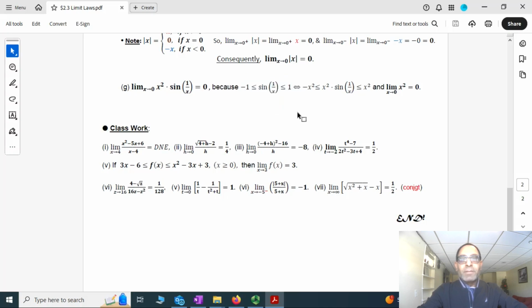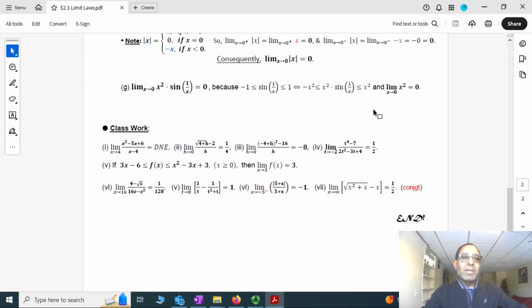And then multiply both sides by x squared. No matter what x is, x squared is always positive, so this inequality still holds true. So minus x squared is less than or equal to x squared times sine of 1 over x, which is less than or equal to x squared. And we know y equals x squared is a parabola opening upwards, and it passes through the origin. So when x approaches 0, the limit of x squared is 0. So we have left side 0, right side 0.